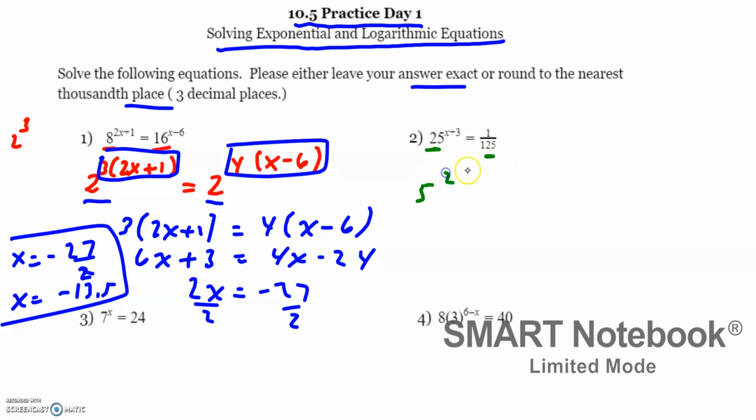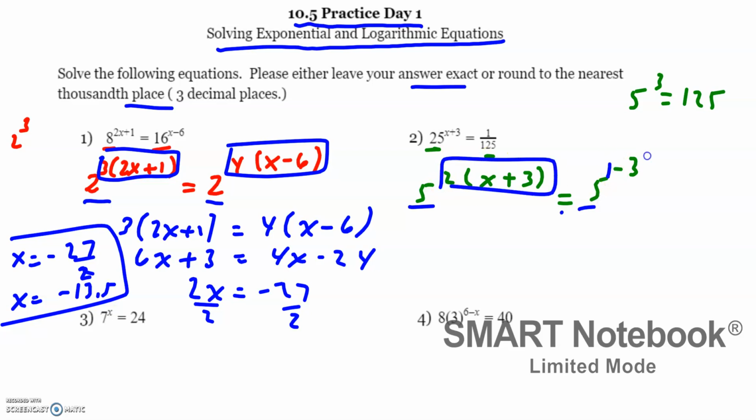5 squared, x plus 3. And then this side, can 1 over 125 be written as 5 to a power? Well, I know that 5 cubed is 125. So that means that 5 to the negative third must be the reciprocal. So now both of these bases are the same. So in a similar way, this exponent must equal this one. So 2 times x plus 3 must be equal to negative 3.